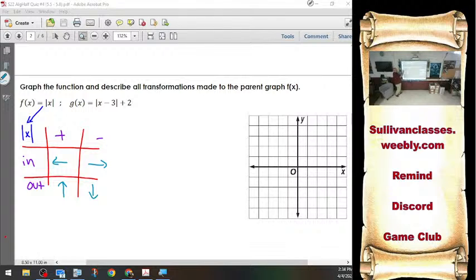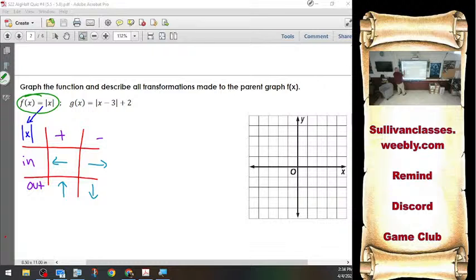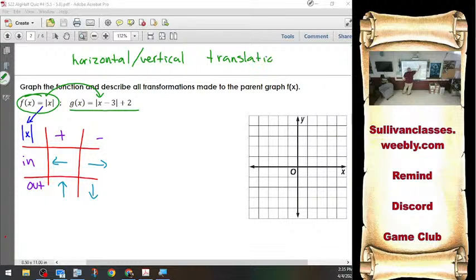So if you've got that, they're saying this was your parent graph. You did stuff to it to make this. What 2 things did we do? Okay, but can we use our big kid words? I'm looking for the words horizontal or vertical translation. Okay, we're going to use our big kid words.